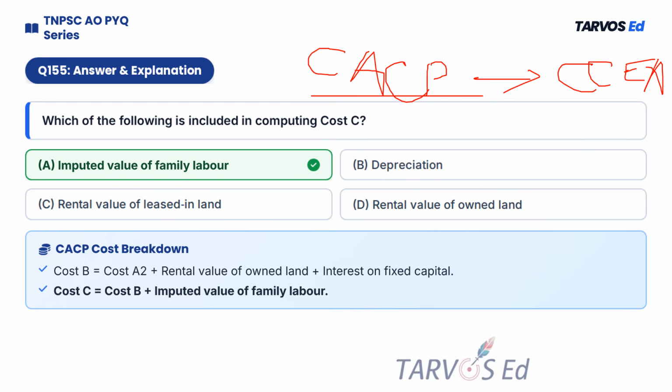So under cost C, we include imputed value of family labor. Under cost A1, we include all the variable costs, that is irrigation charges, fertilizer charges, herbicide charges, chemicals, pesticides, everything. Cost A2 will be cost A1 plus rent paid for leased in land. Cost B is cost A2 plus rental value of owned land plus interest on fixed capital, and cost C will be cost B plus imputed value of family labor. You can expect questions from both cost B and cost C.